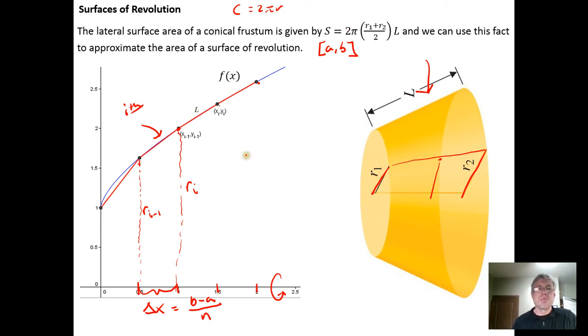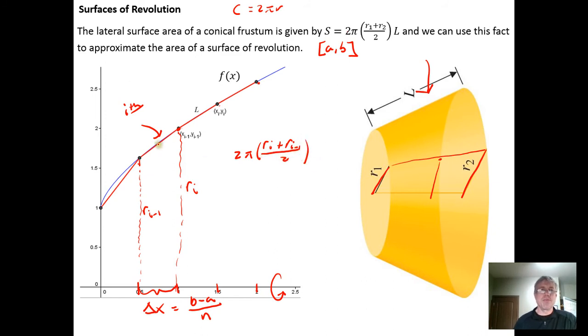So here's what you would get. For just the ith line segment, you would get 2 pi times r sub i plus r sub i minus 1. It would be the sum of the two radii divided by 2.